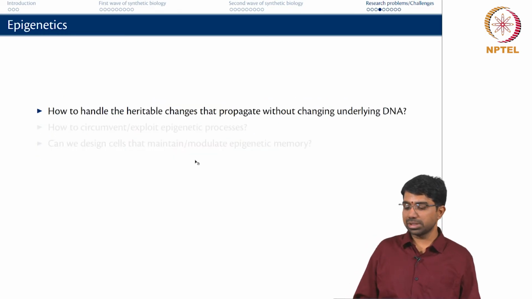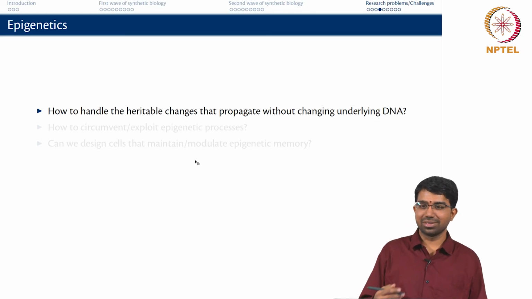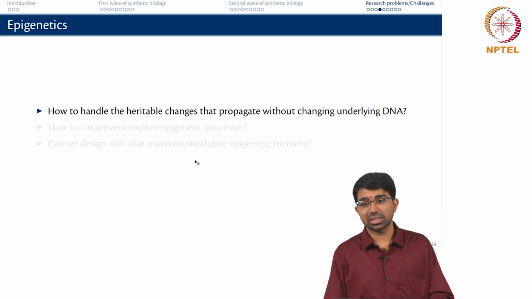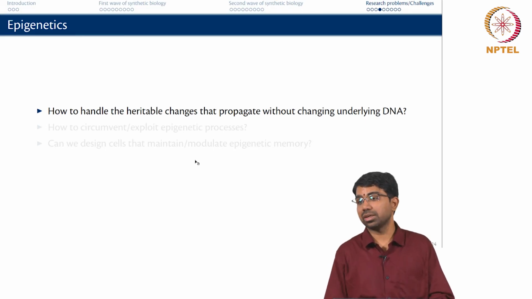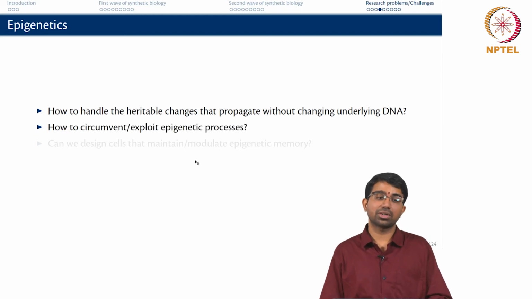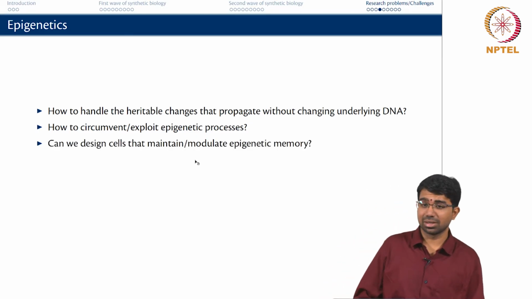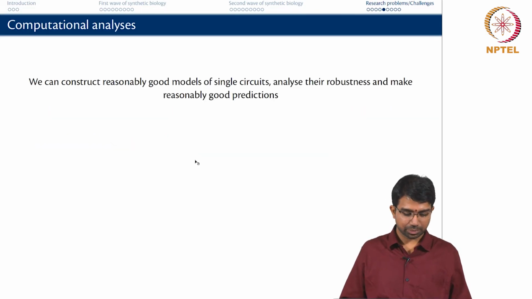And then there is epigenetics. Maybe we should not go into that too much because we have not done a lot of biology in this course, but there are many heritable changes that pass on from generation to generation without changing the underlying DNA. So, maybe there is a methylation of DNA which passes on. How can you circumvent or exploit these epigenetic processes, and can you design cells that will modulate the epigenetic memory? Can you just remove it or preserve it?